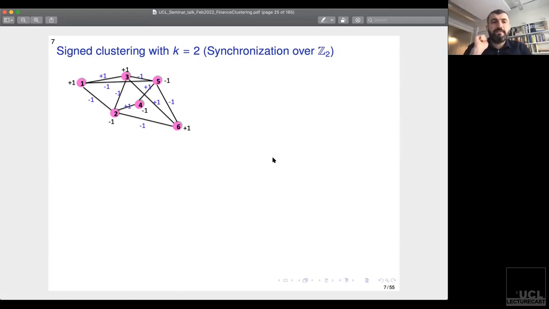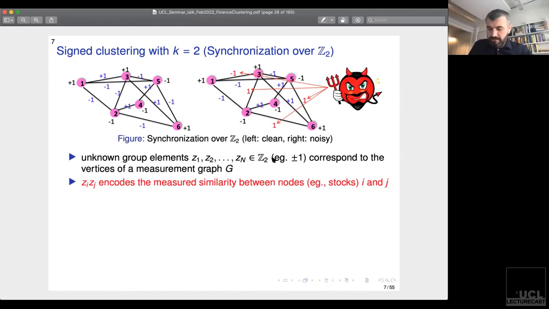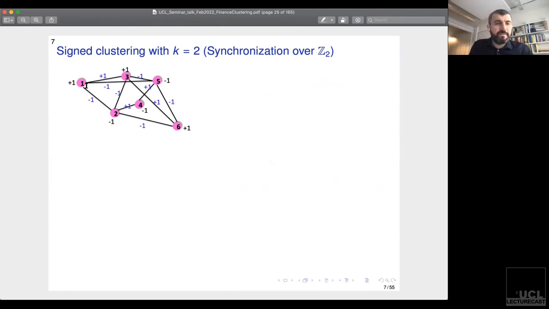So the setup is as follows. You have group elements plus or minus 1. Think of them as labels, plus or minus ones, the nodes of the graph that we try to uncover. These are unknown. And then the edges encode a measure of similarity between the endpoints. So in the noiseless setting, an edge is just a product of the endpoints. If two endpoints are both +1 or both -1, then the edge similarity should be +1 because they have the same sign, and -1 otherwise.